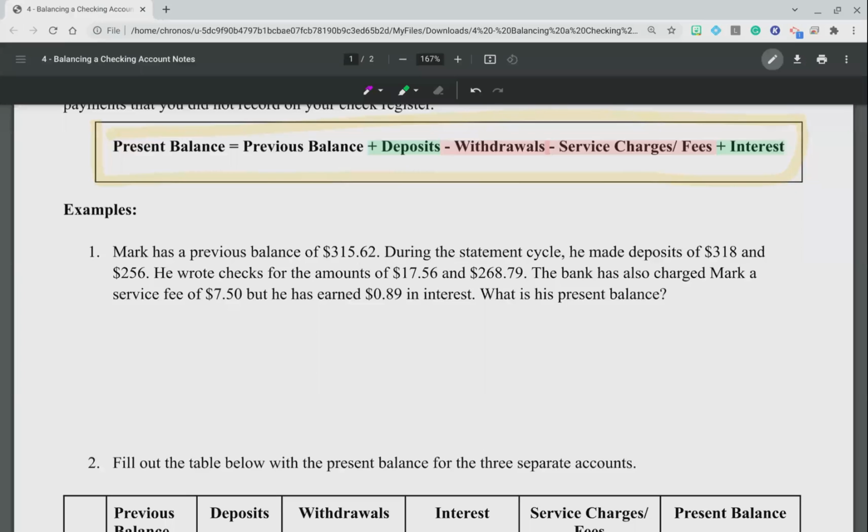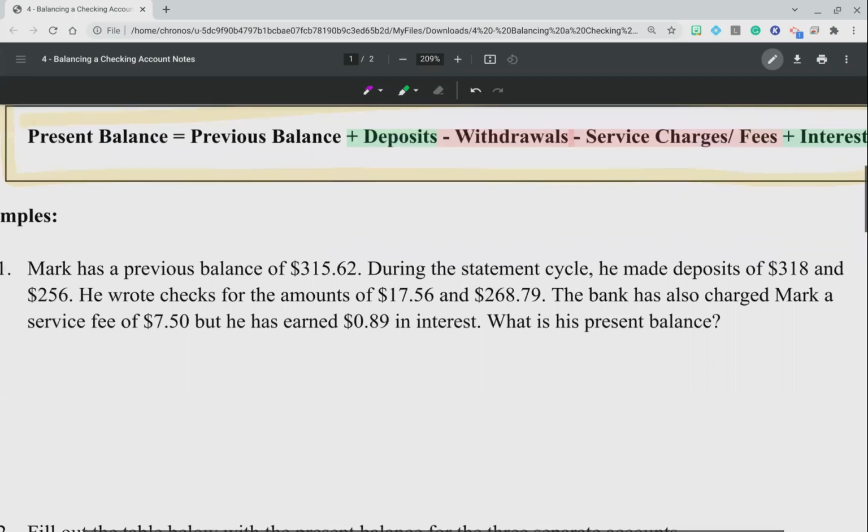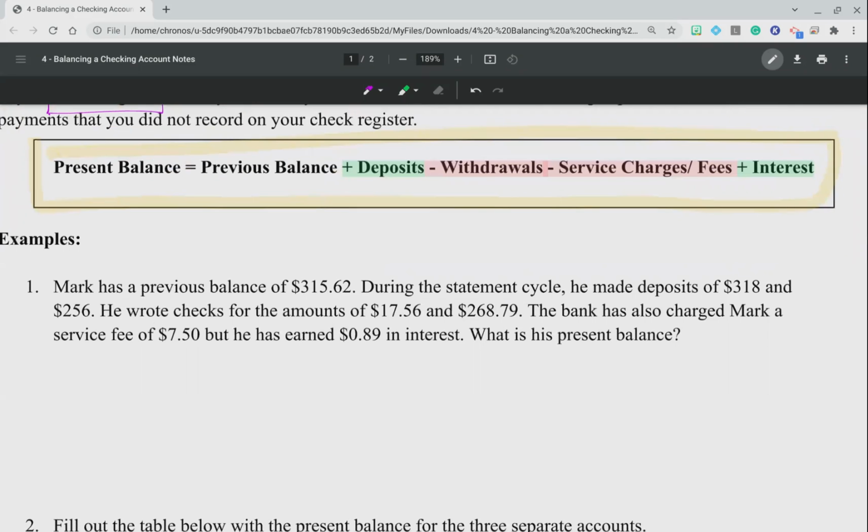Okay, so let's try an example. It says Mark has a previous balance of $315.62. During the statement cycle, he made $318 and $256 deposits. He wrote checks in the amounts of $17.56 and $268.79. The bank charged Mark a service fee of $7.50, but he earned 89 cents interest. Like I said, it's usually not very much. And we want to find his present balance.